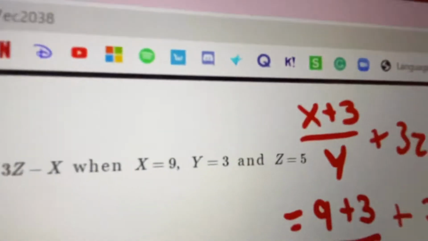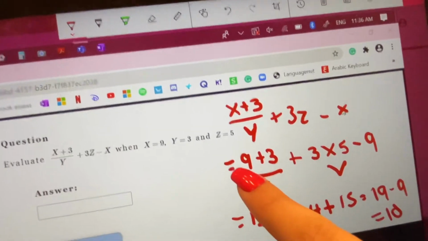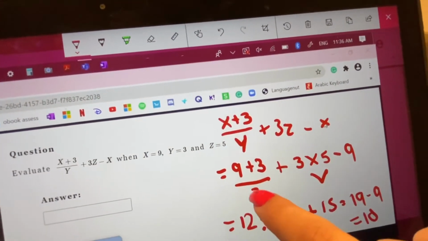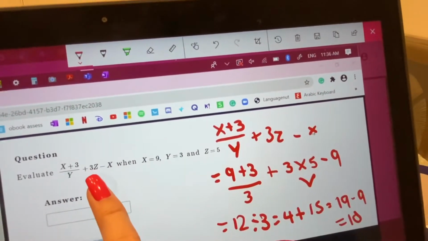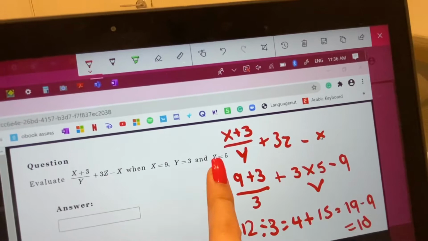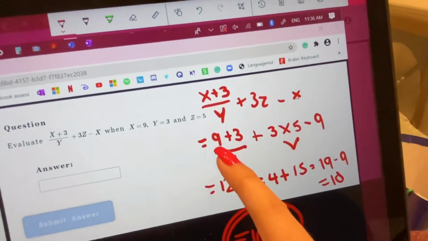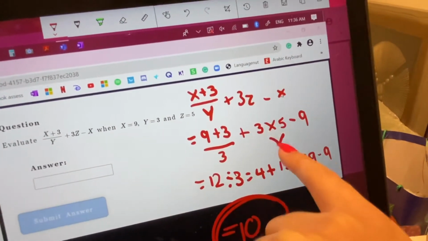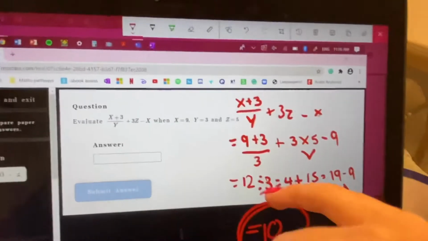So basically, I just rewrote the equation up there, and then x is 9, so we got 9 plus 3, and then this line means divided by, so divided by 3 because y equals 3, then we got plus 3 times, because when it's together it means times, and z is 5, so 3 times 5 minus 9 because it's minus x and x equals 9. So we got 9 plus 3 which equals 12 divided by 3 which equals 4 plus, and then 3 times 5 equals 15, so 4 plus 15 which equals 19, then 19 minus 9 which equals 10, and that's how I got my answer.